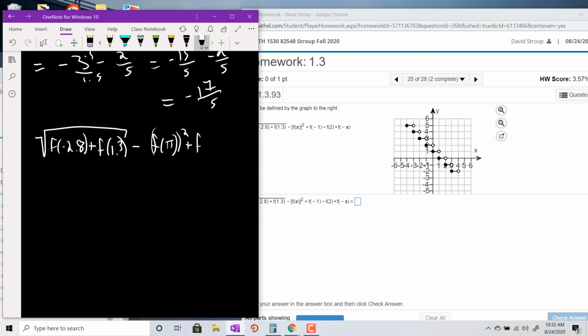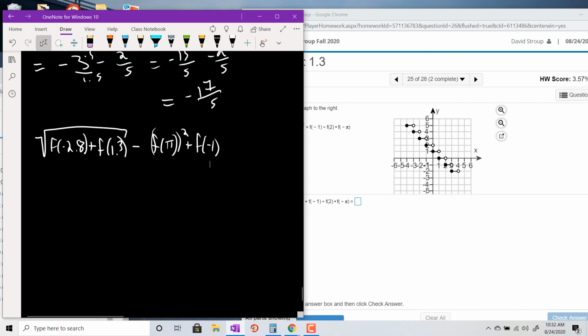F of pi squared plus f of -1. And then that's a division symbol, f of 2 times, oh, you have to do it, pi. I didn't do order of operations. I'm sorry. It's just one thing after another, you know.